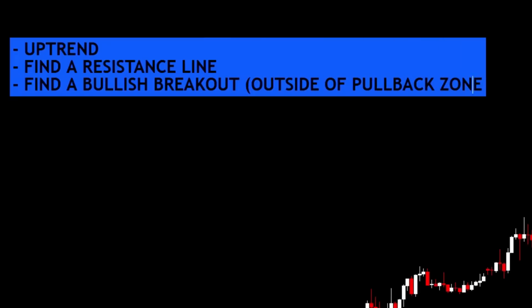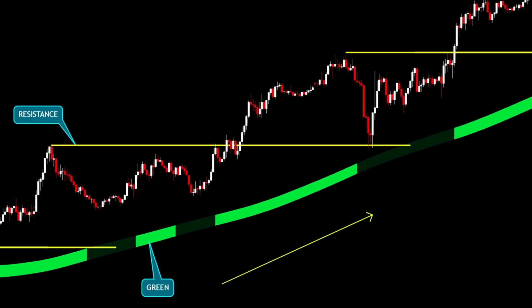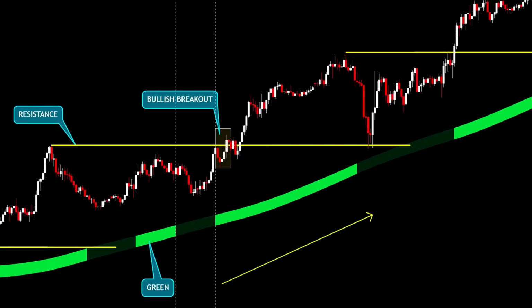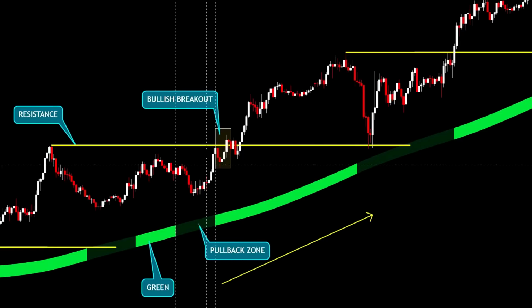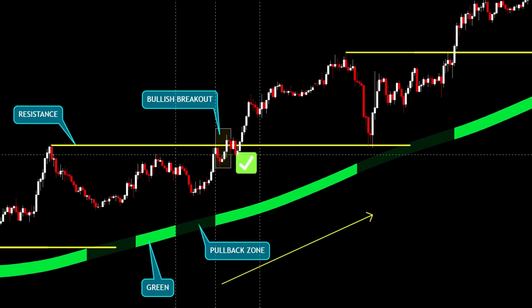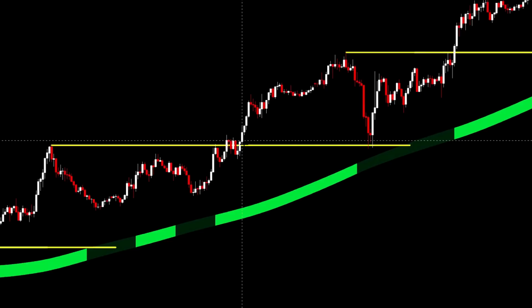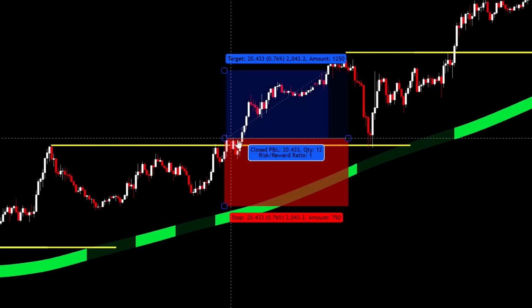But there's a crucial detail here. This bullish breakout needs to happen outside of the pullback zone, which is indicated by the darker green color on the market bias. We want the breakout to happen when the market bias is light green. That would be a valid buy signal. It's like the market is giving us the green light to go long. So, to recap, uptrend, price breaks above a resistance line during light green market bias. So that means potential buy signal.